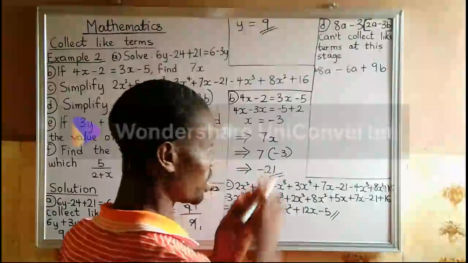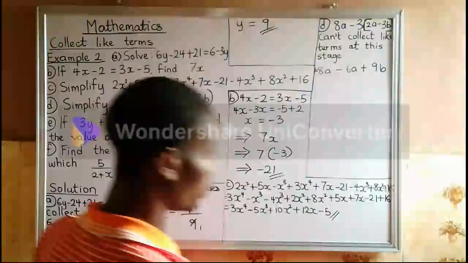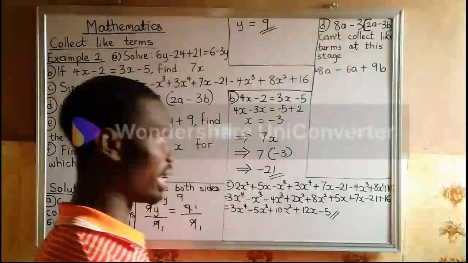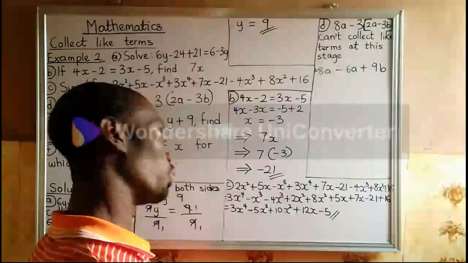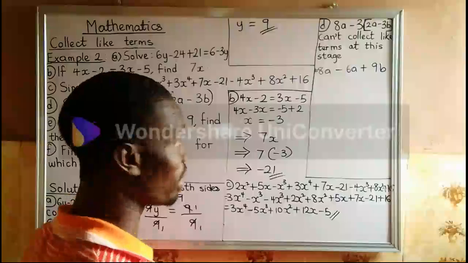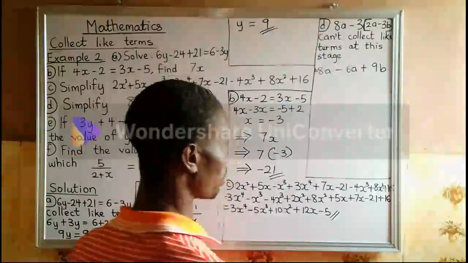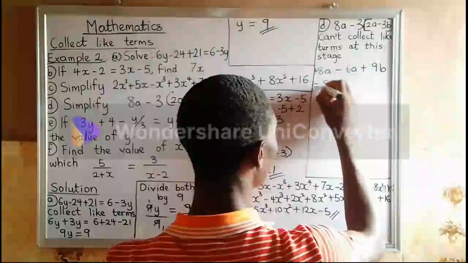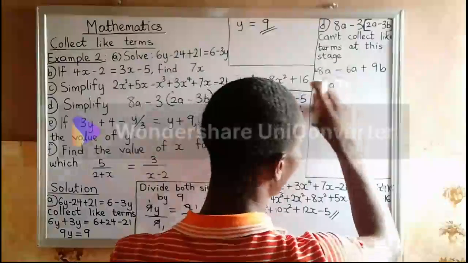Why? Because it's a straight line equation, not an equation though. It is a straight line expression, which means there are no fractions, and also there are no brackets. The bracket has been dealt with. So you collect the like terms. So we have 8a. Is there any other term that has a?